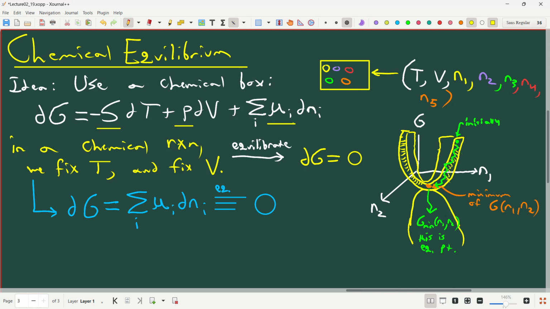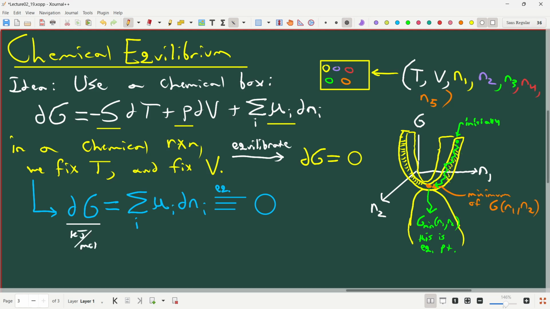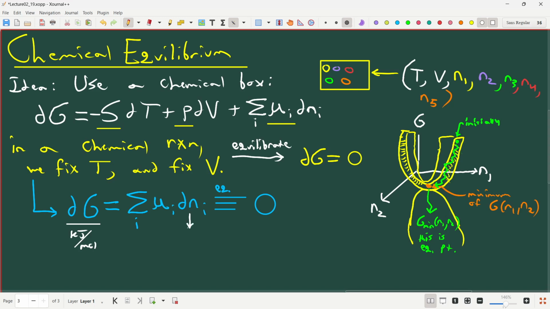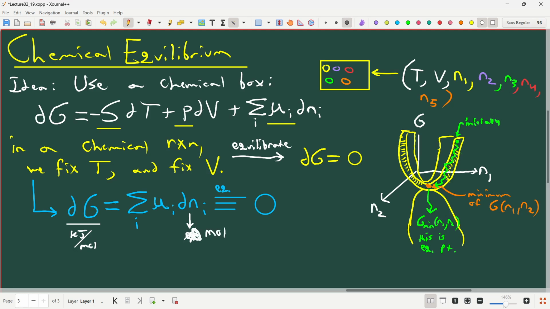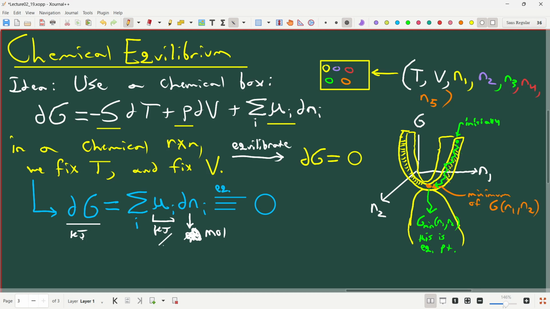And that should be clear from the units, that chemical potential has something to do with energy, because the units here, of course, are kilojoules per mole, and the units of this are per mole, or sorry, just mole. Sorry, let me just change this to kilojoules. This is kilojoules, and this is mole. So this must mean that mu sub i has units of kilojoules per mole.